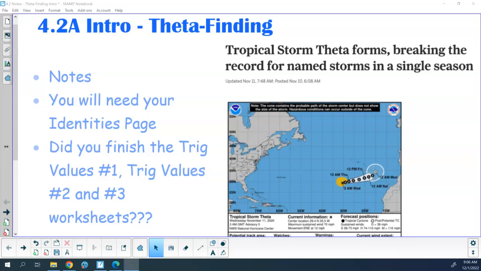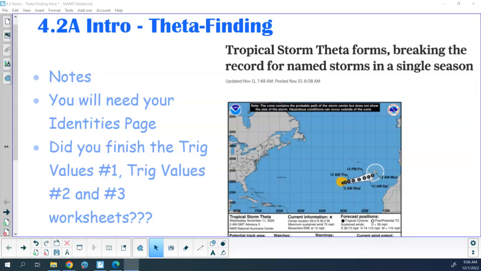Today you'll need your identities page, which is the pink cardstock page that you picked up on Tuesday. So you'll need that out. You should have that handy at all times going forward here in class. Again, I don't want you to be working on formatives right now. I don't want to see them. Clear them off. Let's focus in on the task at hand.